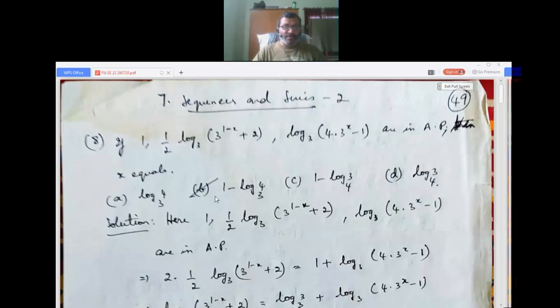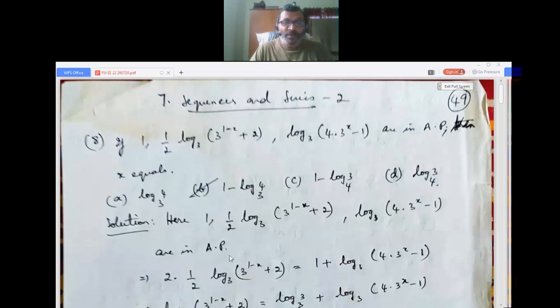So once again I will explain it. See, if 1, half log base 3 of 3 power 1 minus x plus 2, and log base 3 of 4 into 3 power x minus 1 are in AP, that is arithmetic progression, then x equals: A, log 4 base 3; B, 1 minus log 4 base 3; C, 1 minus log 3 base 4; and D, log 3 base 4.